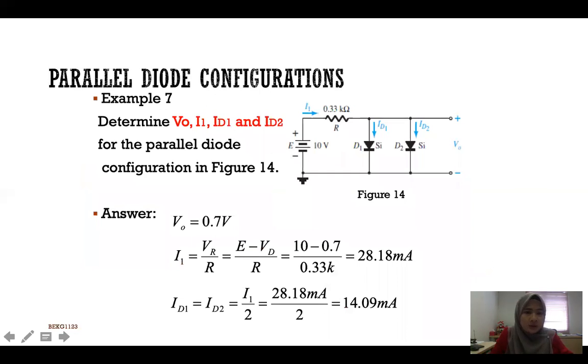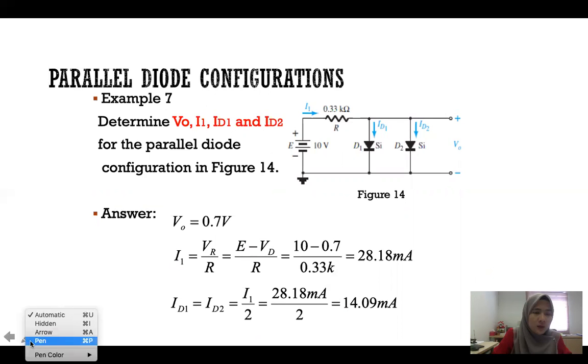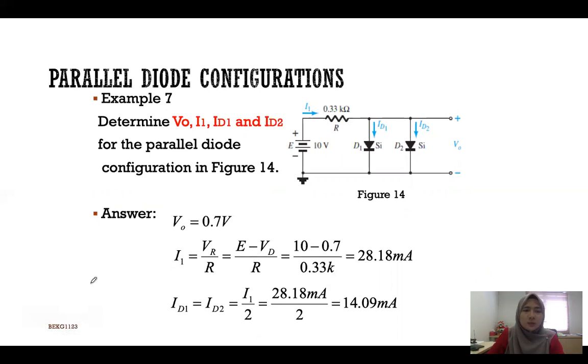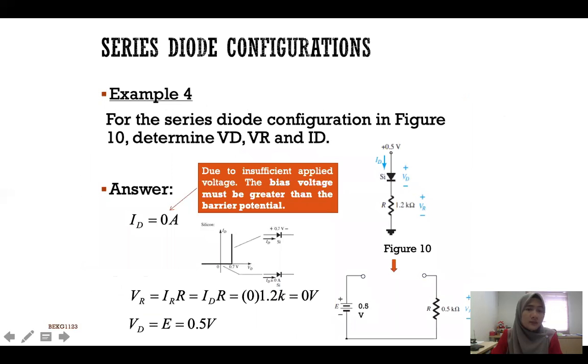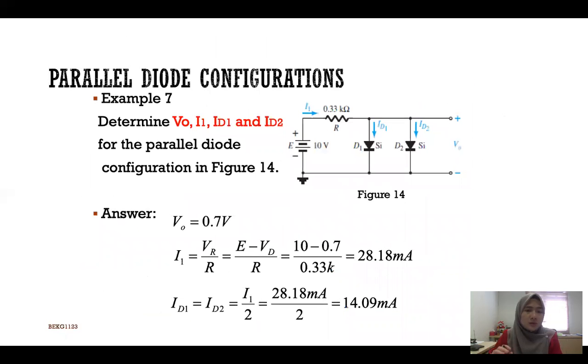Next is example 7. Given the circuit in figure 14, determine V0, I1, ID1, and also ID2 for the parallel diode. The previous example was a series diode. This one is a parallel diode configuration. We have two diodes, D1 and D2, connected in parallel. Actually the calculation is the same, just the difference is the parallel connection.